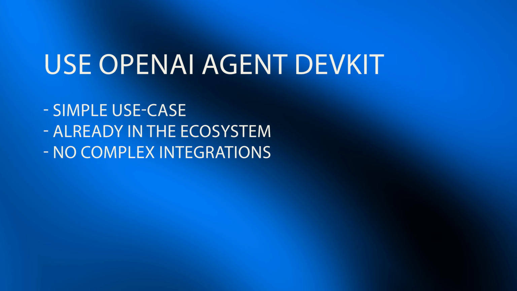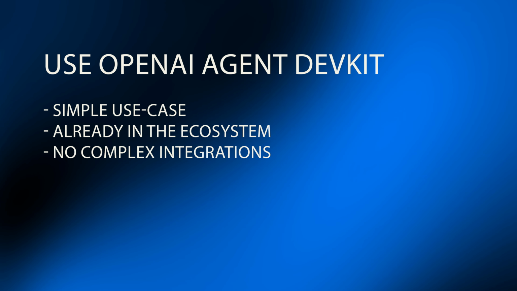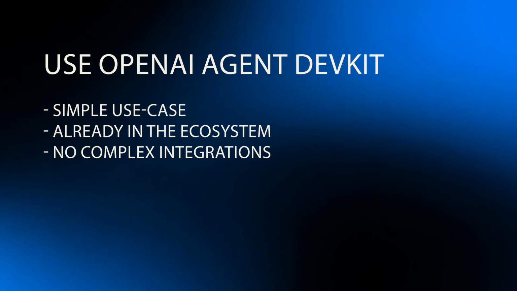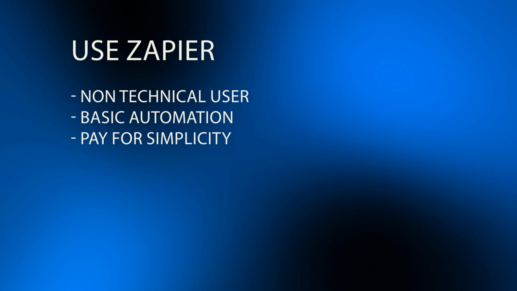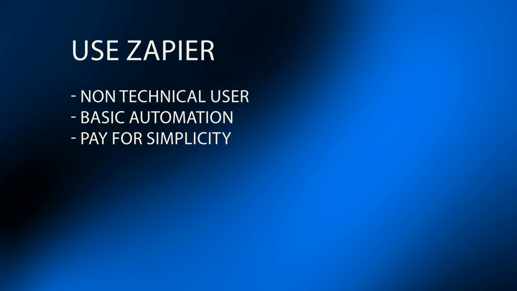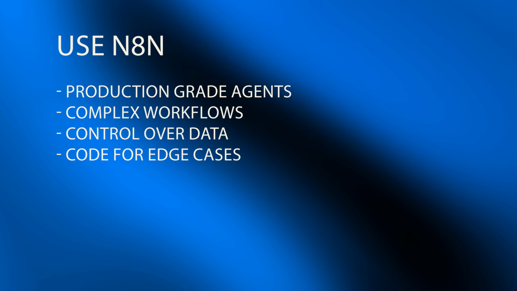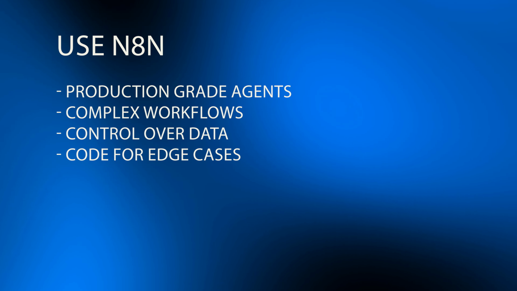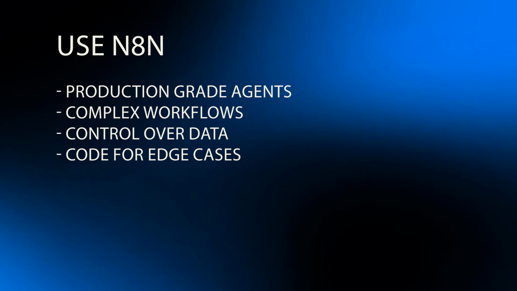So here's a simplification. Choose OpenAI Agent Builder if you need a simple chatbot, you're already in on OpenAI, and you do not need complex integrations. Choose Zapier if you are a non-technical user who needs basic task automation and you're willing to pay for simplicity. Choose n8n if you're building serious agents, you need multi-step workflows, you want control over data, and you need flexibility to handle edge cases. That's it for today.